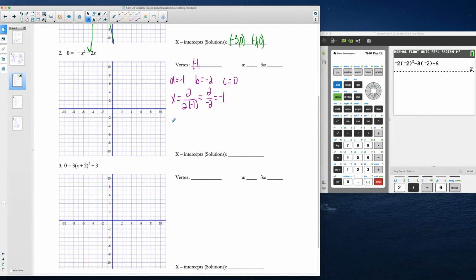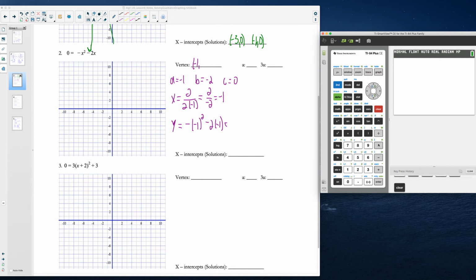Now when we think about y, we have to go back and just plug this in. So I have the negative that's sitting out front, and then I want to do negative 1 squared minus 2 times negative 1 equals, and then once again I'm going to come over here to my calculator. I'm going to have the negative that's sitting out front, and then my parentheses, and then negative 1 squared minus 2 times negative 1, and we get that that is 1. So now our vertex is negative 1, 1.